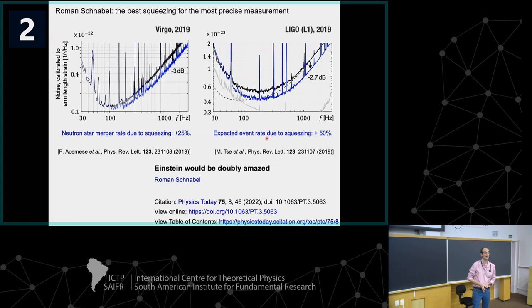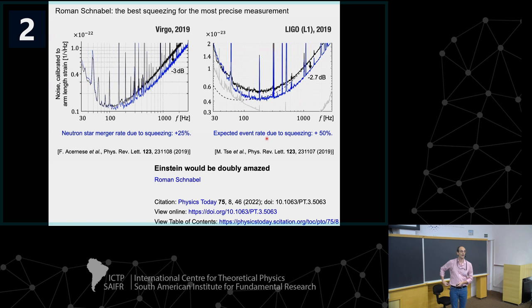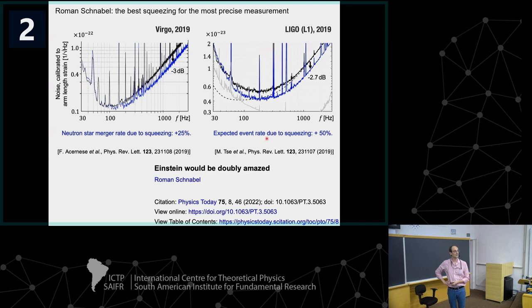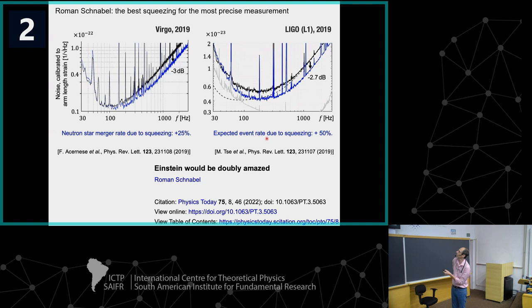He was working on the GEO 600 demonstration facility, and I strongly recommend this article in Physics Today, saying that Einstein would be doubly amazed. Doubly amazed because it was using basically the entanglement of those sidebands that I told you yesterday of the EPR to measure the gravitational waves that come out from the equations of general relativity. And what you see here, I borrow an image from the articles of Roman Schnabel.